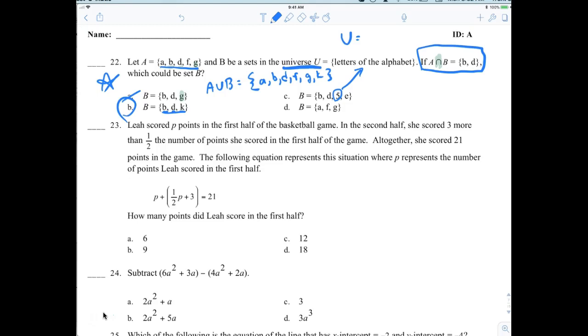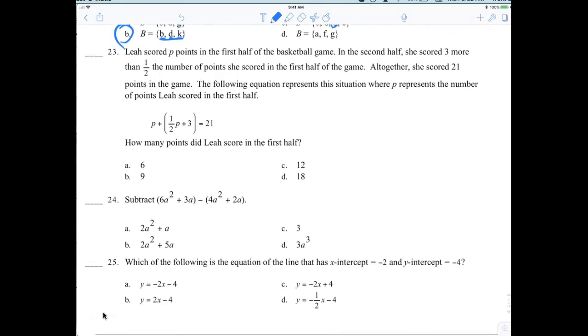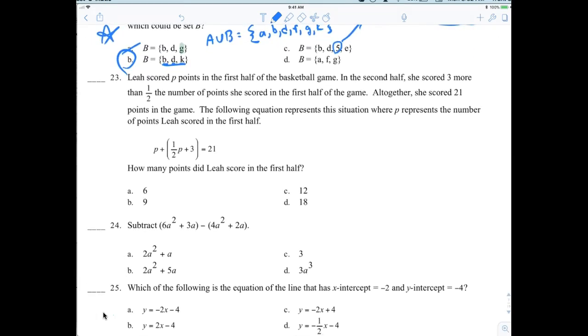All right, 23. So again, blah, blah, blah. After all that, they gave me what? They gave me the equation again. So I really don't even care about what? The word problem. Just solve that. All right? So now when I solve that, P plus 1/2 P is 3/2 P plus 3 equals 21. So 3/2 P is equal to 18, multiplying by the reciprocal, which is 12. Thank you very much.